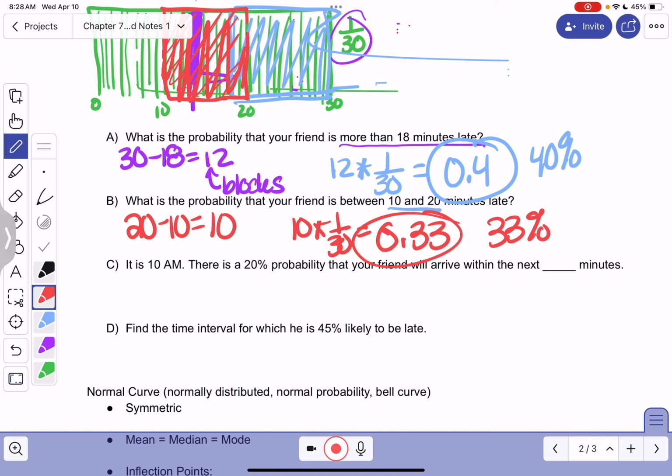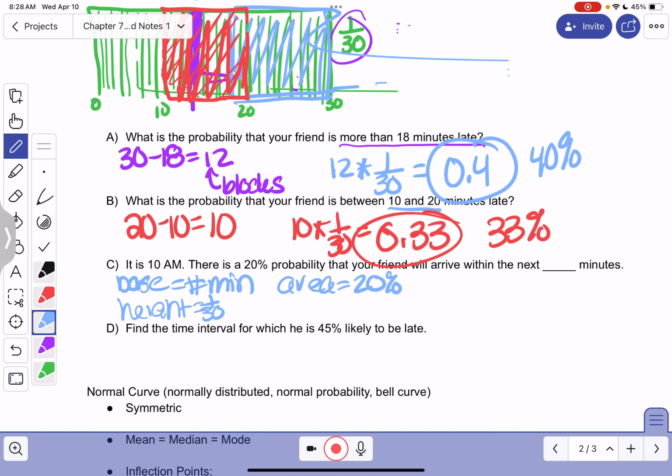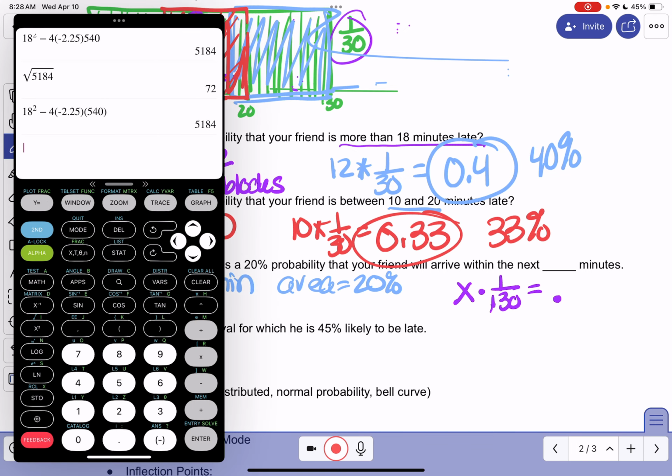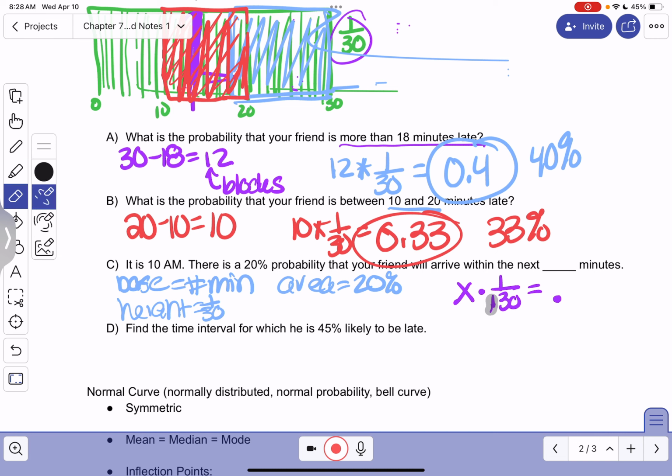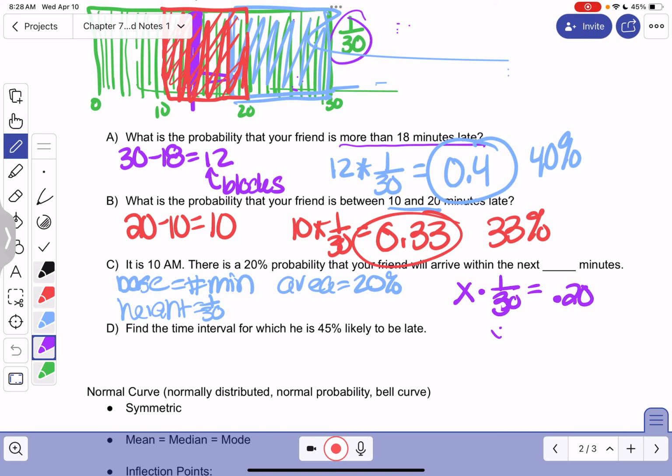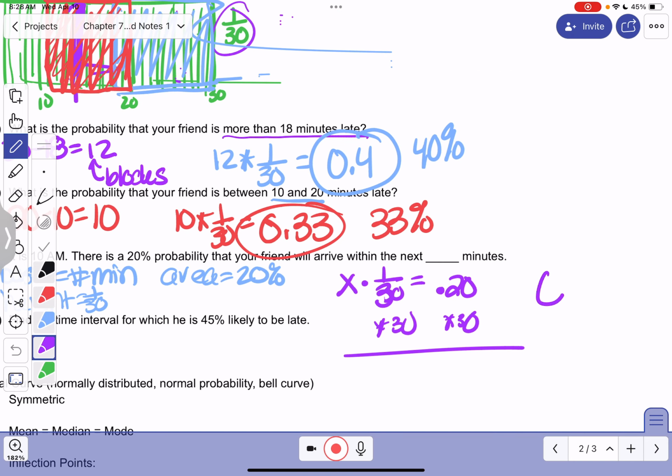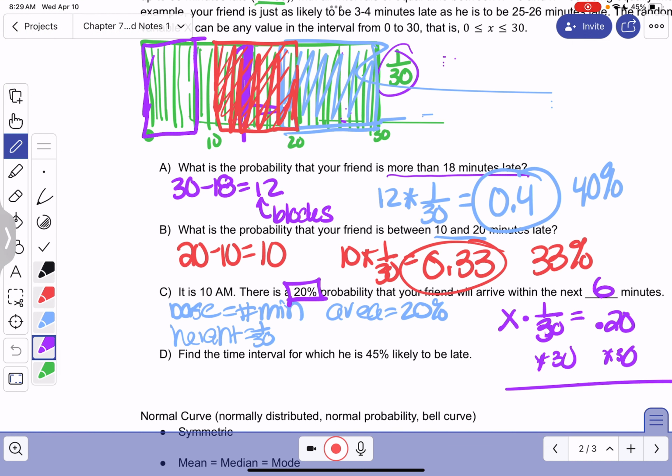All right, now we're going to work the other way. It's 10 a.m. There's a 20% probability that your friend will arrive within the next how many minutes? So we're doing that area equation where our base is the number of minutes. The height is the probability, which is 1/30th. And then the area is that 20% that we want. So our base is what we're looking for, the height is 1/30th, and the area is 20%. To solve this, we would multiply both sides by 30, and we would get 6. So there's a 20% probability that they'll arrive within the next 6 minutes. So this chunk is 20%.